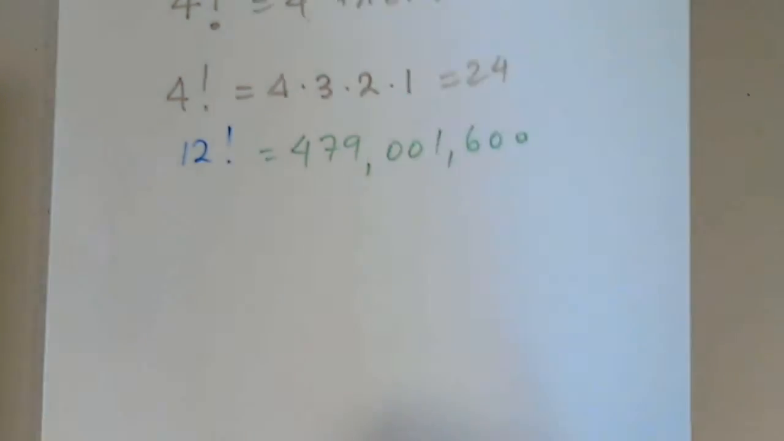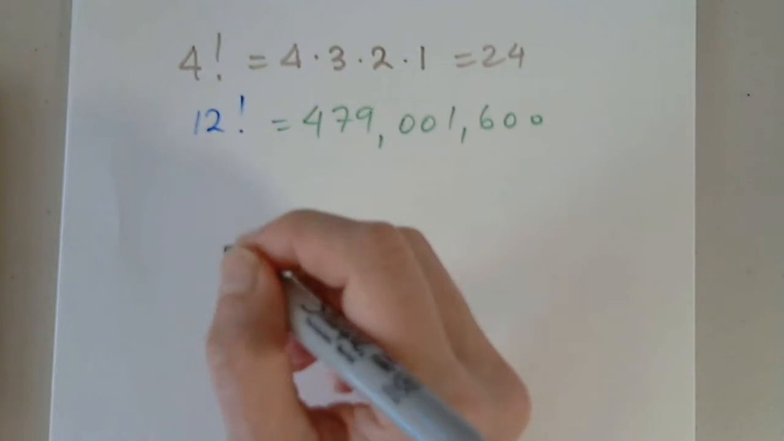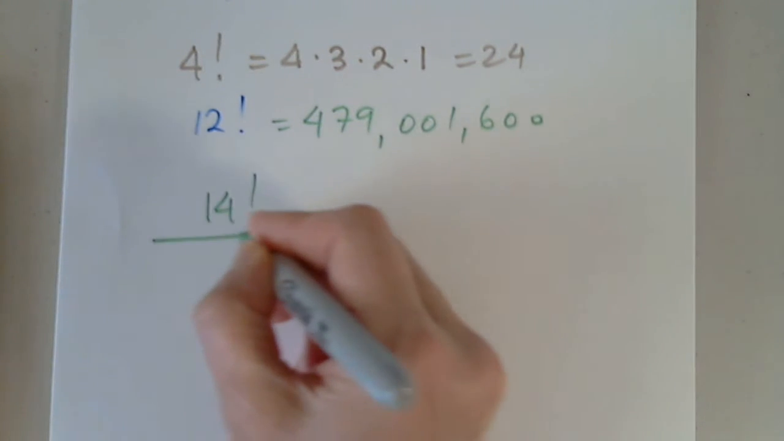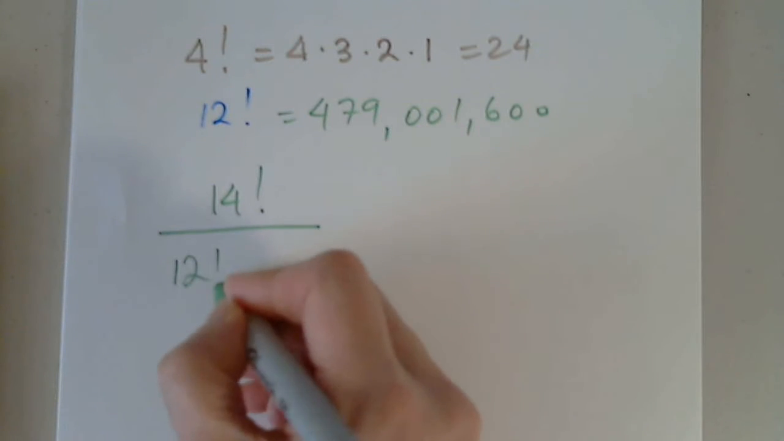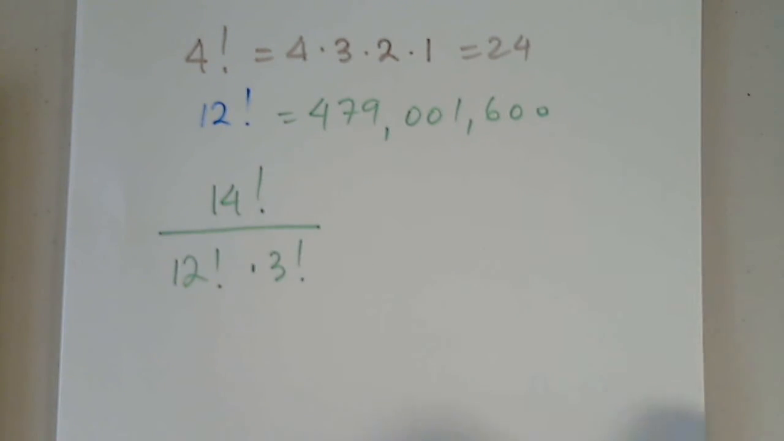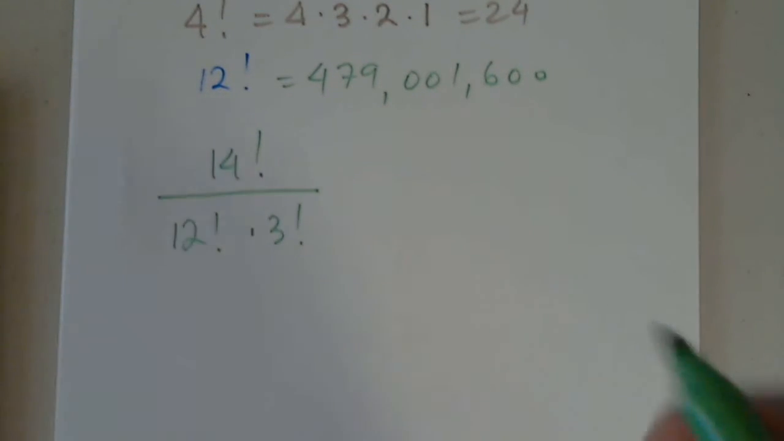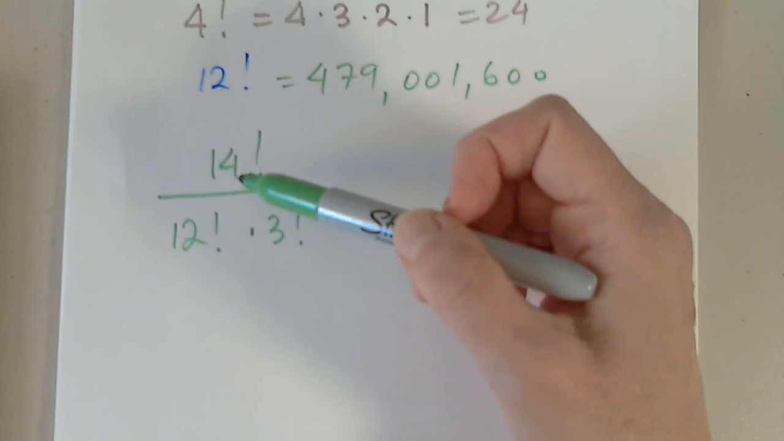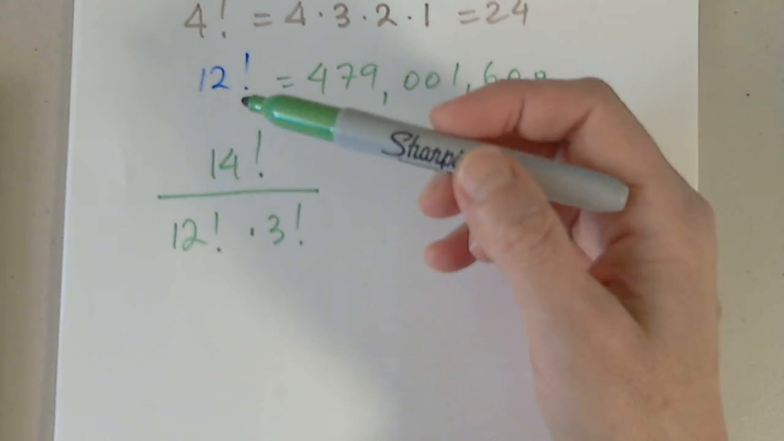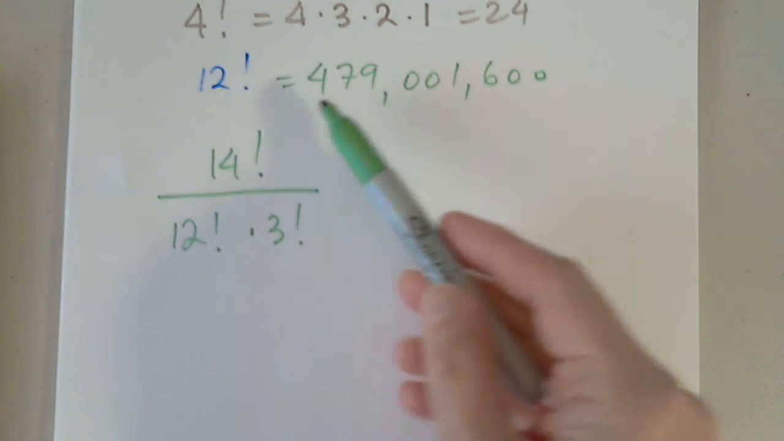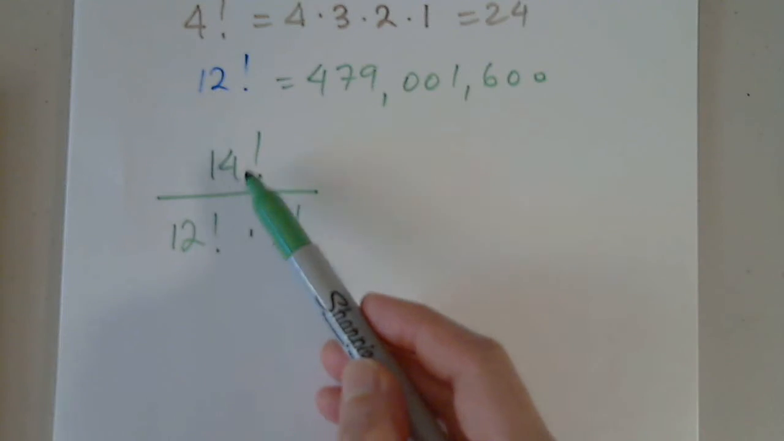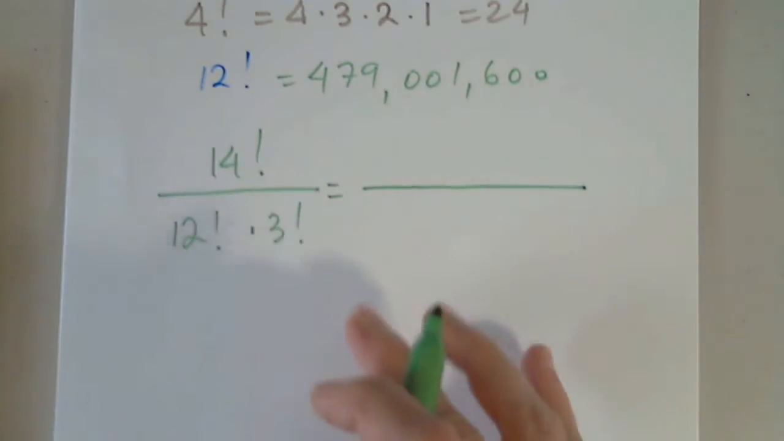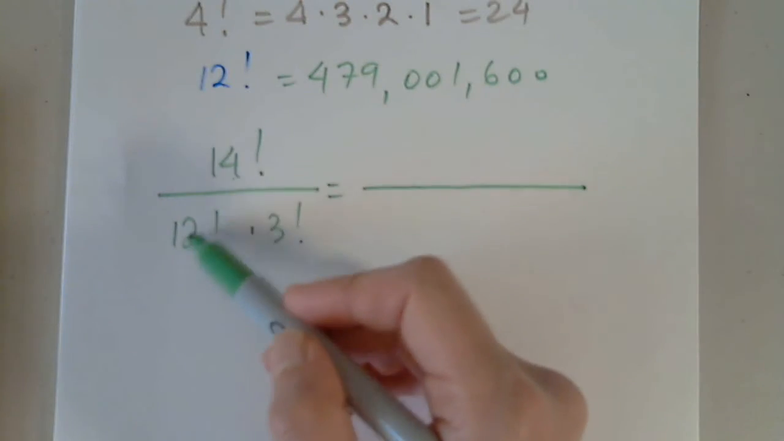For example, if I want, let's say, to simplify 14 factorial divided by 12 factorial times 3 factorial. Which of these two is bigger? I know it's a silly question. Obviously, 14 is bigger. So all this we'll have to multiply by 13 and then by 14, right? So how do I simplify this? I don't want to put this in the calculator. But I see that 14 is bigger.